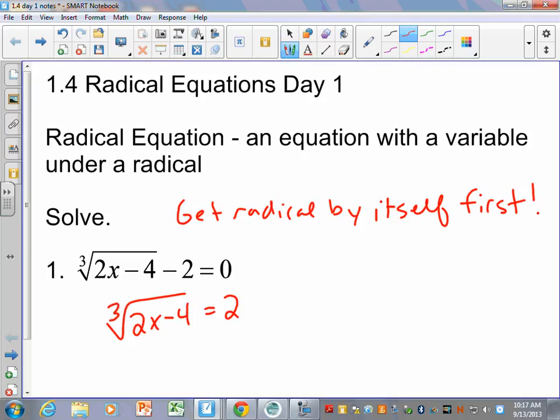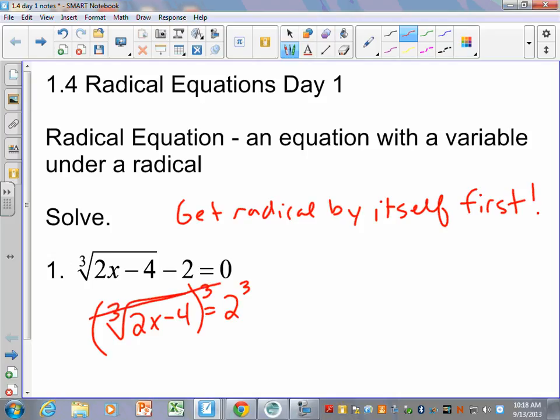And then again, you're solving an equation, so you're just undoing things. How would you undo a cube root? You would cube it. If you're going to do a square root, you would square it. So if I cube this side, you just have to remember to cube the other side, because a cube and a cube root cancel each other out.